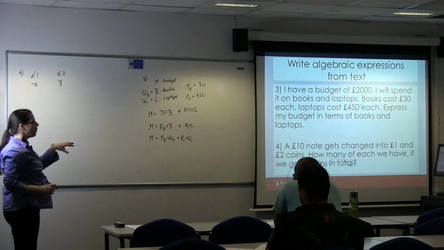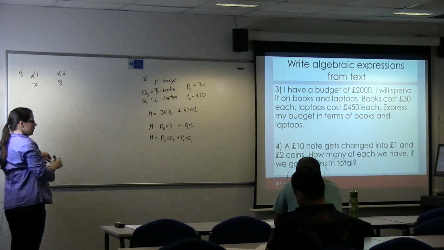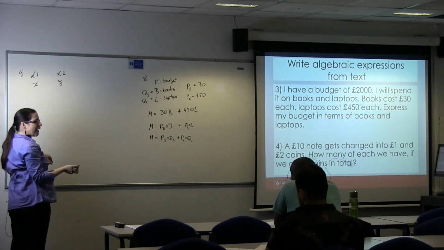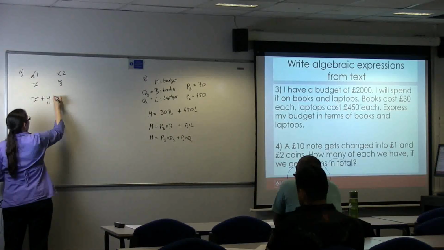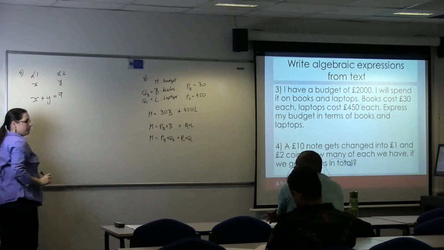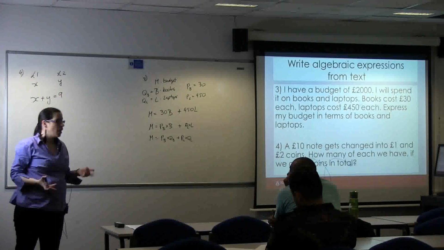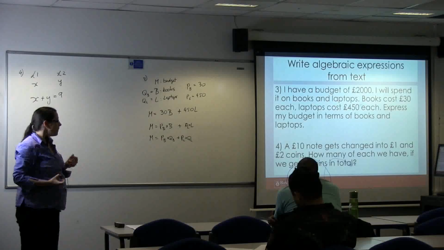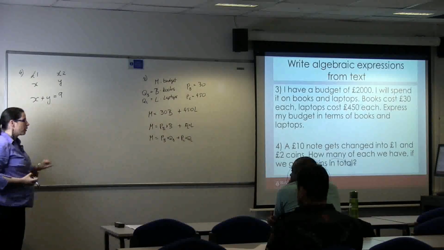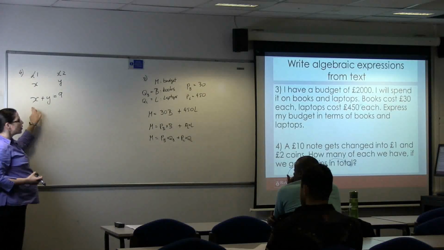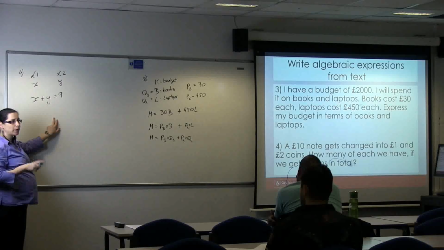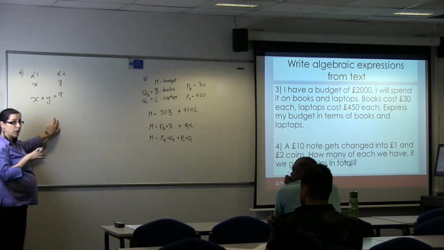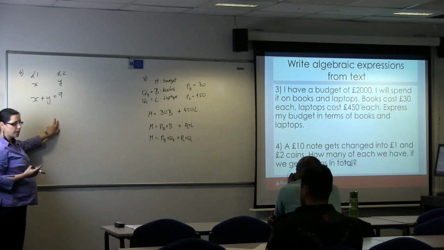Now, what do I know about the number of coins? Well, I know that the number of coins in total is 9. So I know that X plus Y has to be equal to 9. Now, that's good for me, but bad for me at the same time, because I've now got one equation with 2 variables. That can't be solved. If you have one equation and 2 variables, you have to have at least another equation, some more information, to be able to solve it.